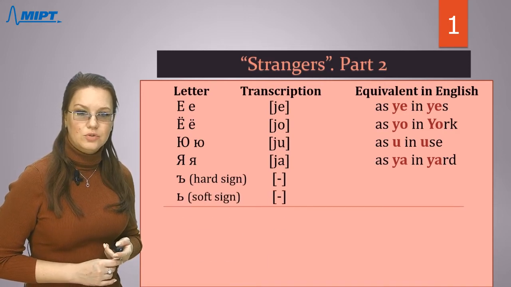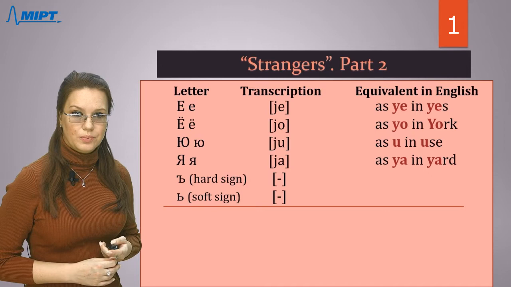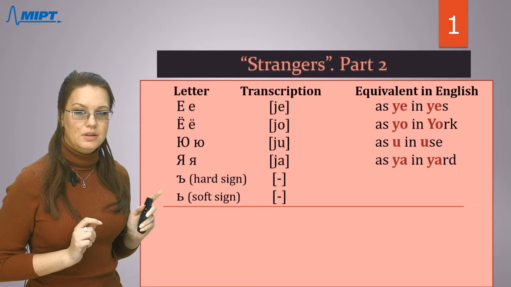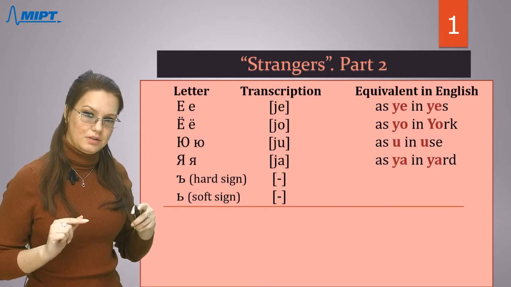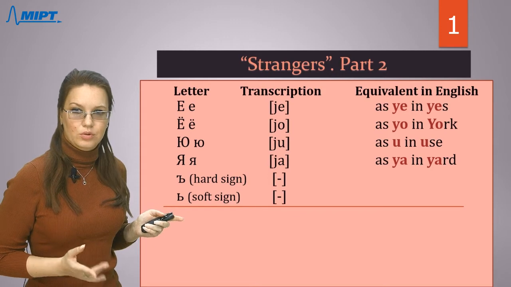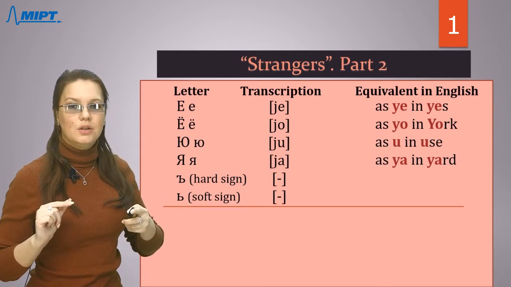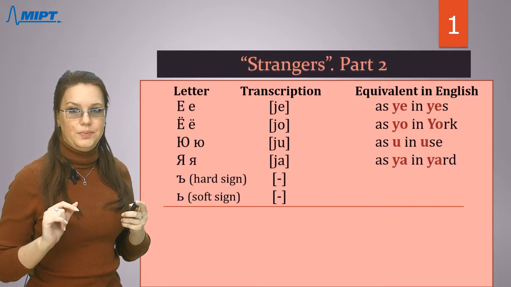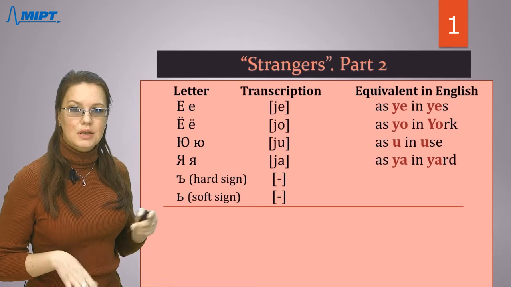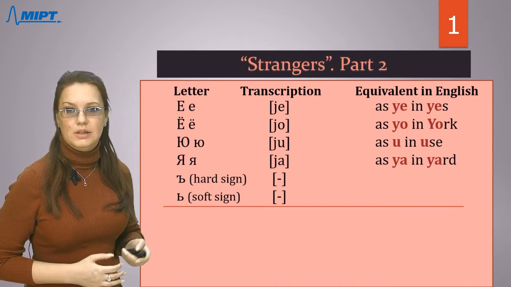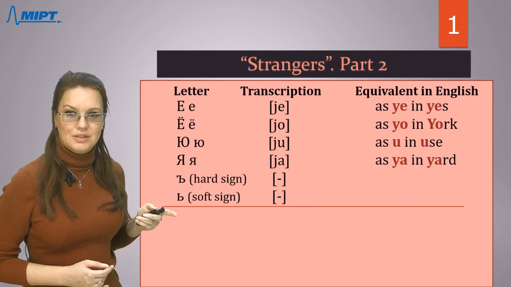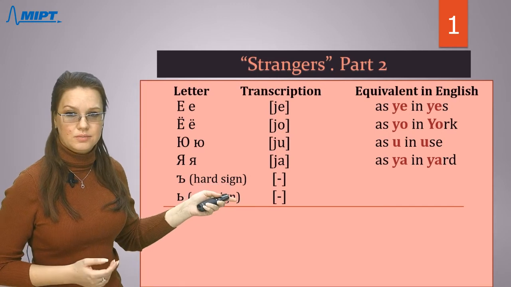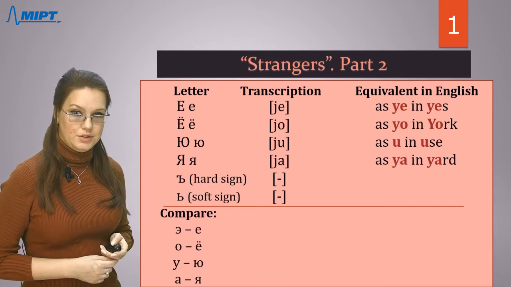And also we have two signs, as I already told you. They don't give us any sounds. The hard sign makes the previous consonant harder, and the soft sign logically makes the previous consonant softer. Sometimes it is very important, because if we add a soft sign, for example, the meaning of the word will be completely different. So actually these letters are very important in the Russian language, even though they don't give any sounds. So let's try to compare.